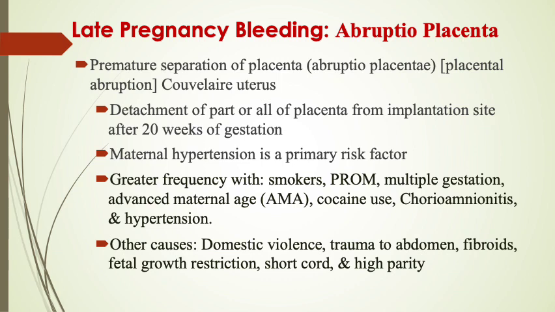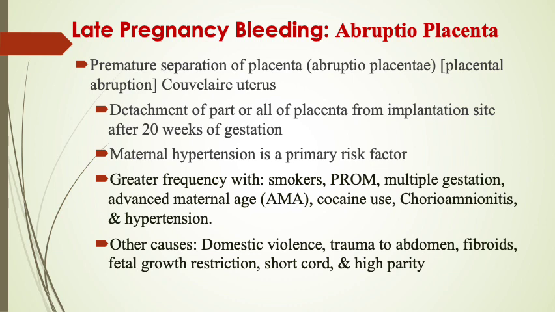So once again, the placental abruption is the premature separation of the placenta. And when that happens, another name for this is actually couvelaire uterus. So it means that the placenta has prematurely separated. It's a detachment of part or all of the placenta from the implantation site after 20 weeks of gestation.